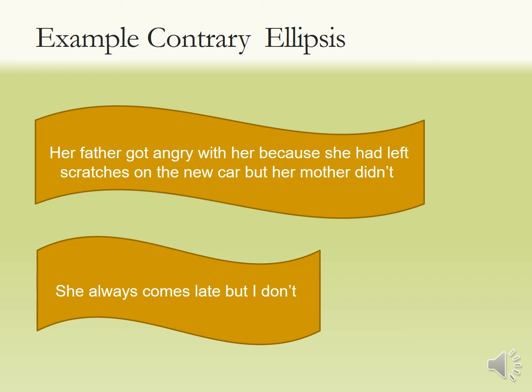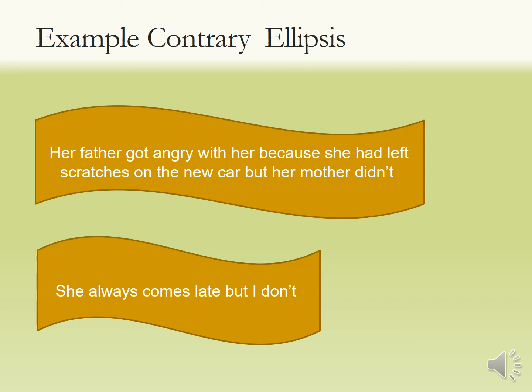We have other examples as well: her father got angry with her because he had left scratches on the new car, but her mother didn't. It's also the contrary ellipsis. Sorry, the father is being angry with her, but her mother didn't. There is a contrast between the father and the mother statements. But ellipsis is also available in contrast, in contrary situations. Father got angry with her, but mother didn't.